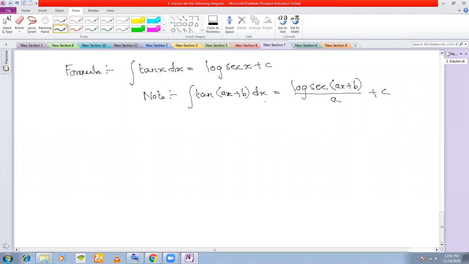So remember both ways. Whether it is tan x, you have to remember integral tan x is equal to log sec x. Also, you have to remember that integral tan of ax plus b is log sec of ax plus b divided by the derivative of ax plus b. Now, how do you prove this formula?